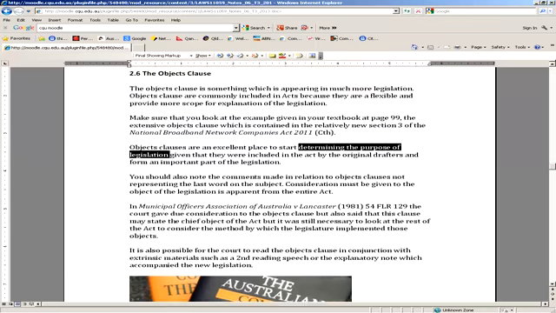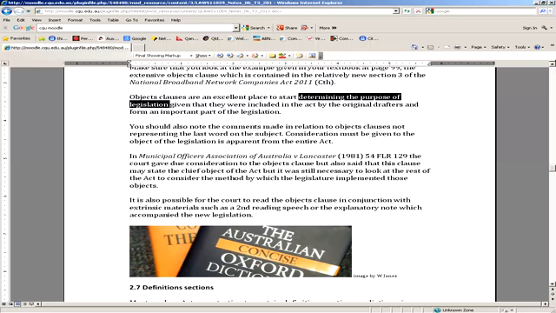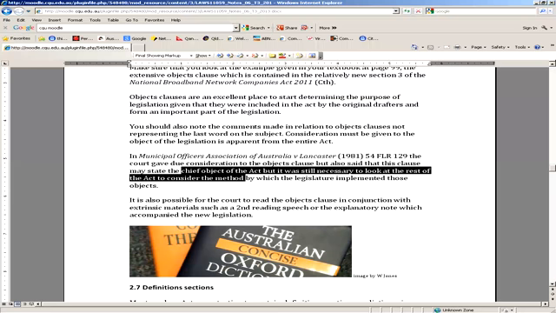So they mention here this Municipal Officers Association of Australia and Lancaster, which you'll see there, it's a federal law report, so it's a federal court case. The court gave consideration to the objects clause, but also said this clause may state the chief object, but it was still necessary to look at the rest of the act to consider the method by which the legislature implemented those objects.